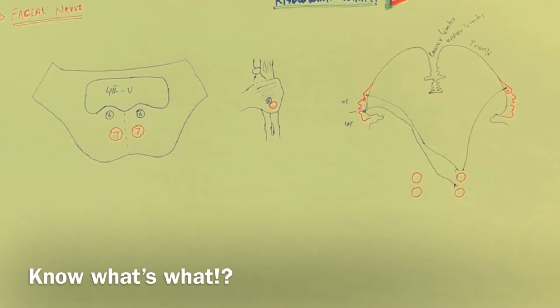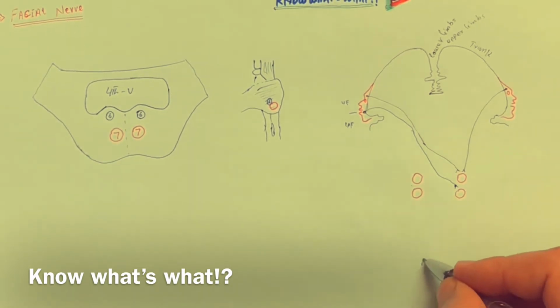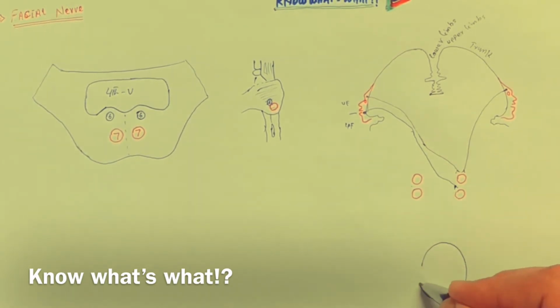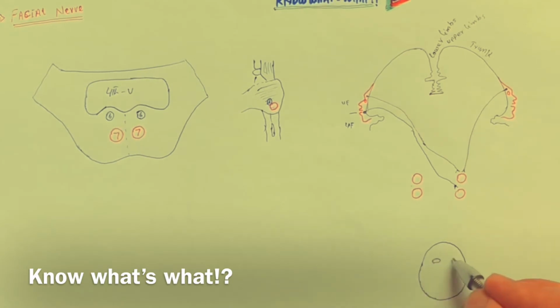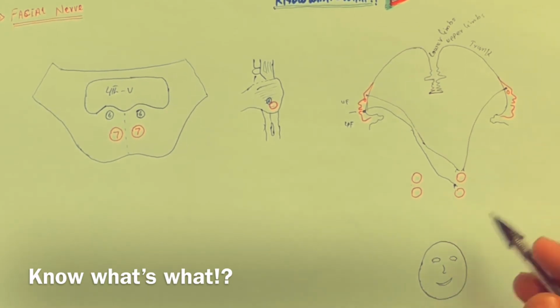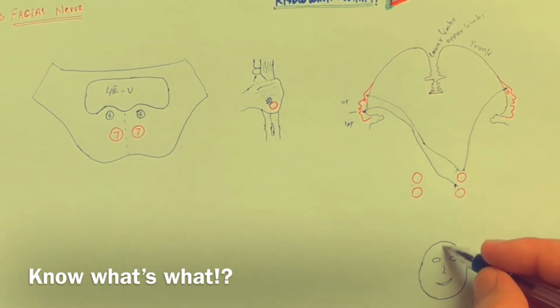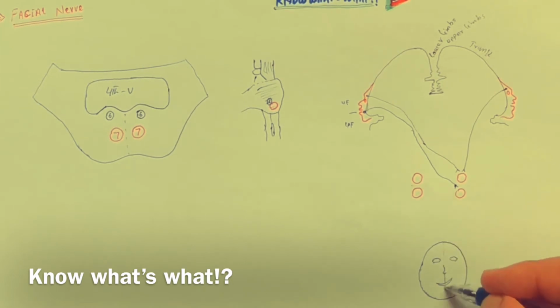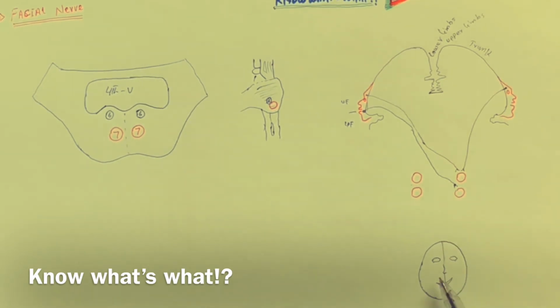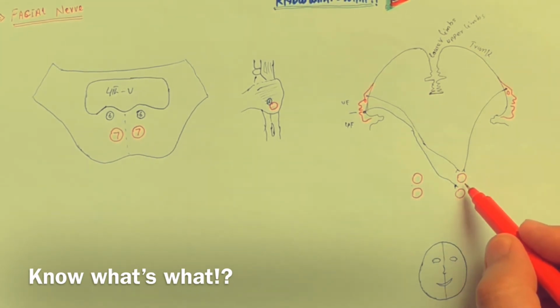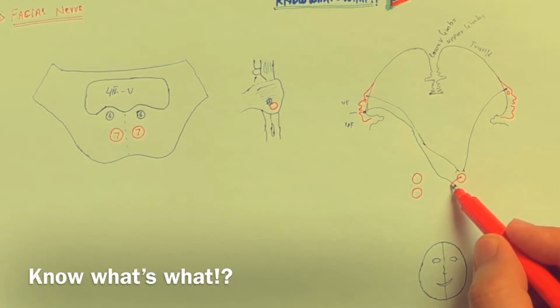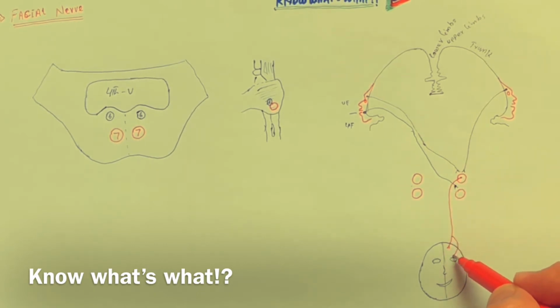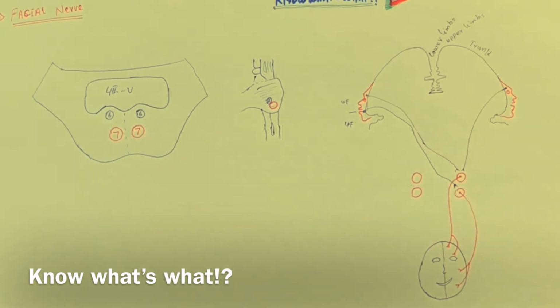If we draw a face here and then divide the face into left and right, we can look at how the different parts of the facial nuclei supply the different parts of the face. So here we divide the face into two. Now the upper part of the facial nuclei will supply the upper part of the face. So we just show one side. And the lower part of the facial nuclei will supply the lower part of the face, right?